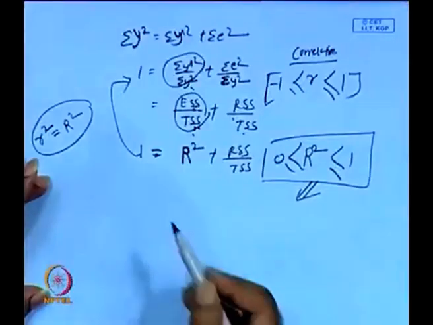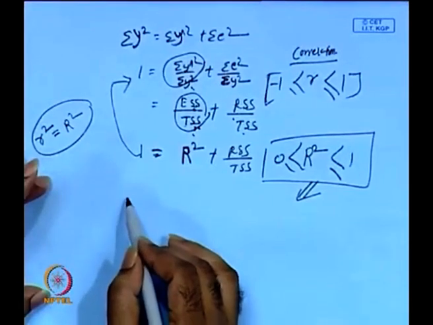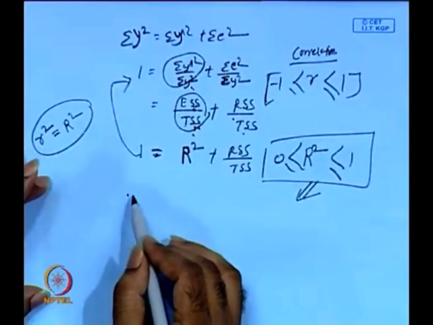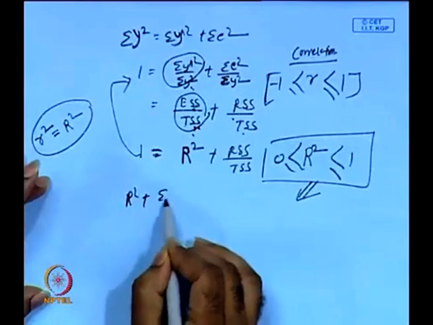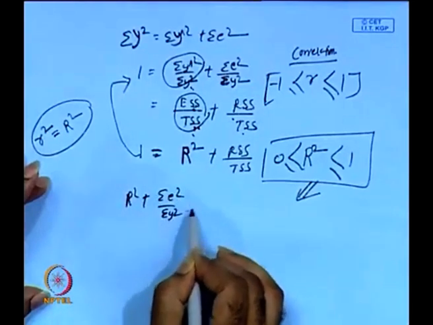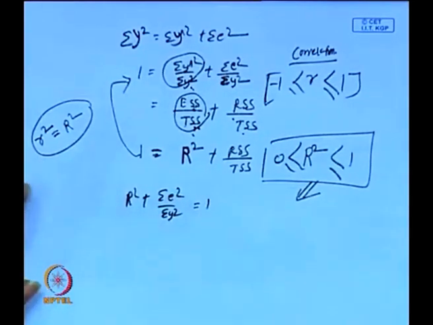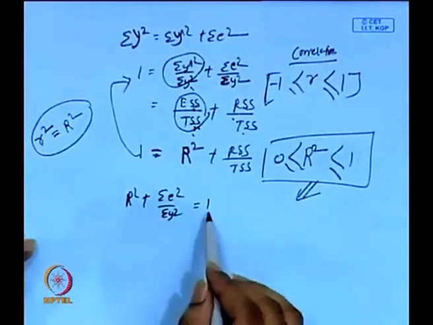So, we would like to highlight here the influence of R squared, because the value of R squared is always between 0 and 1. So, if it is 0, how is the structure, and if it is 1, how is the structure? So, let us see here. Now, the entire component is R squared plus summation e squared by summation y squared, which is exactly equal to 1. Okay, so this is what we have observed.